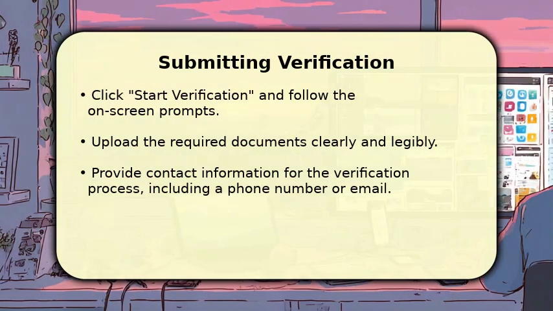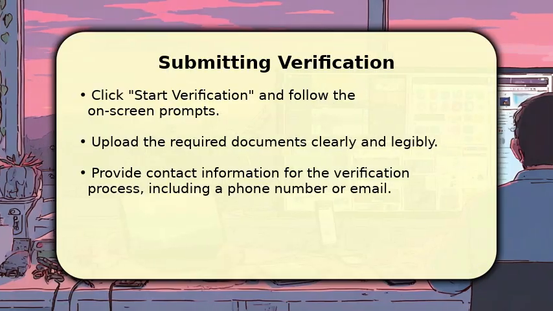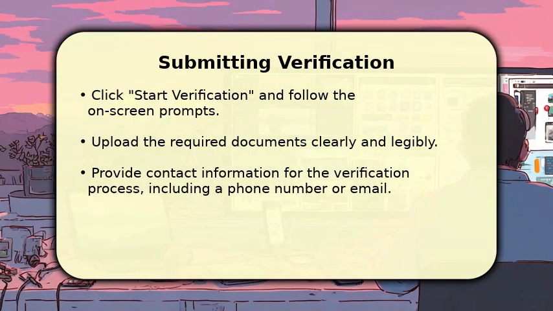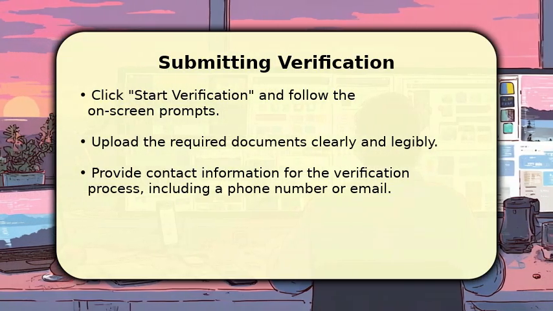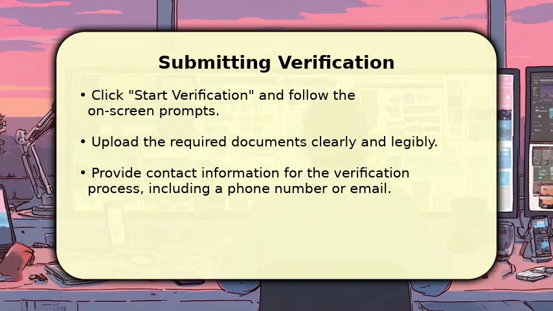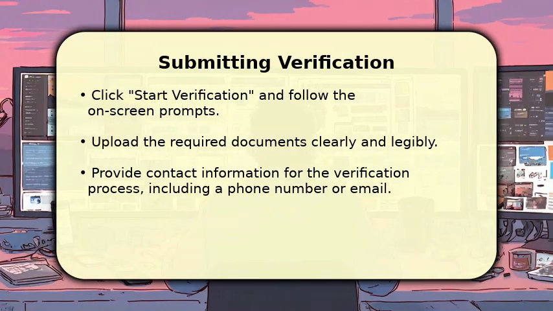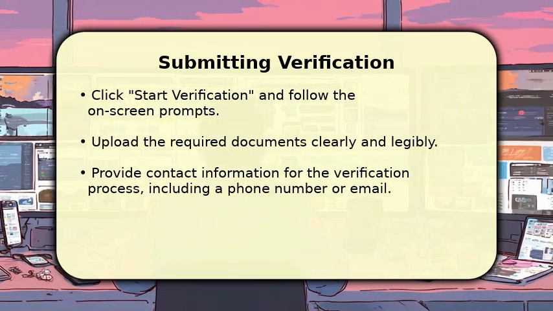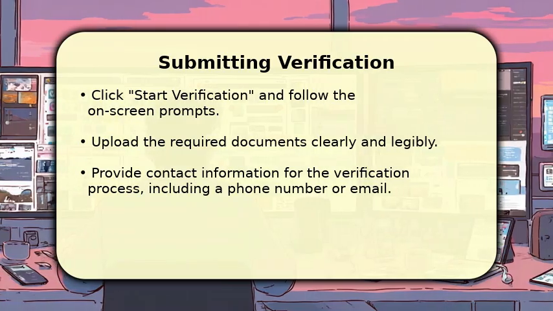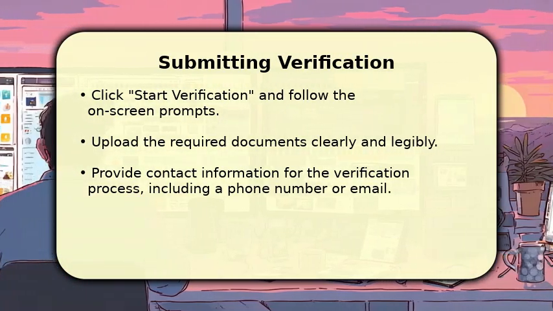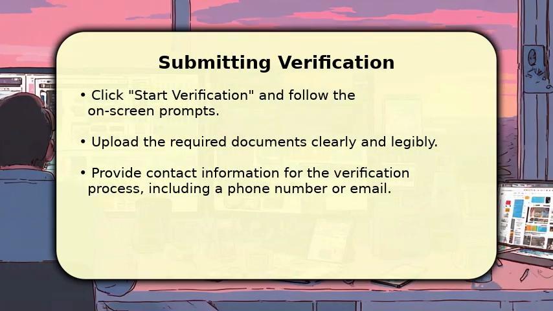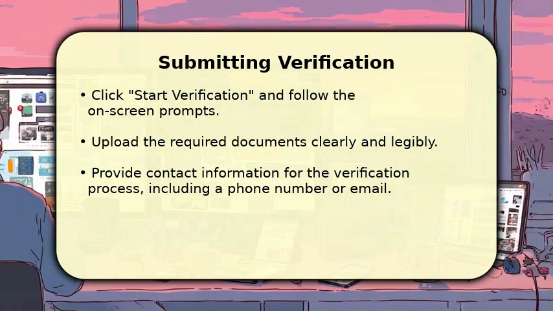Once your documents are ready, click the Start Verification button and carefully follow the on-screen prompts. You will then be asked to upload the required documents. Ensure they are clear, legible, and complete. You will also need to provide accurate contact information for the verification process, which typically includes a phone number or an email address. Double-check all entries before submitting to avoid any potential setbacks or requests for resubmission.